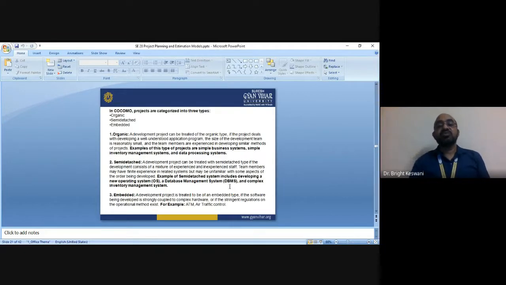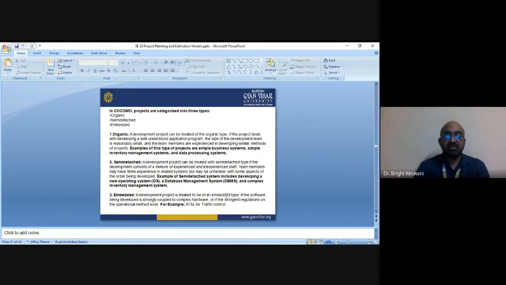In COCOMO, projects are divided into three types: organic, semi-detached, and embedded. A project is organic when it is in a project area in which the organization has considerable experience and requirements are few. Such systems are usually developed by a small team, like a simple business system.